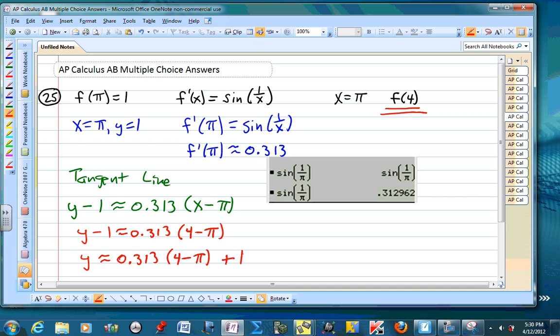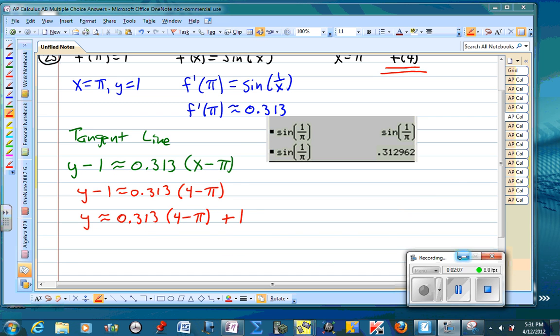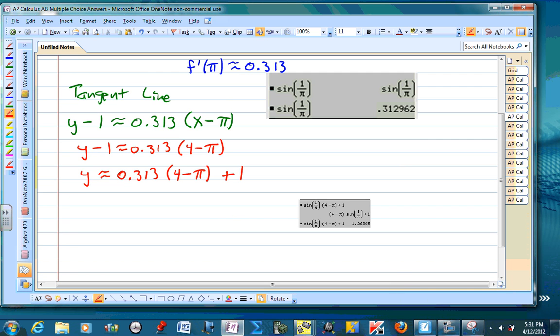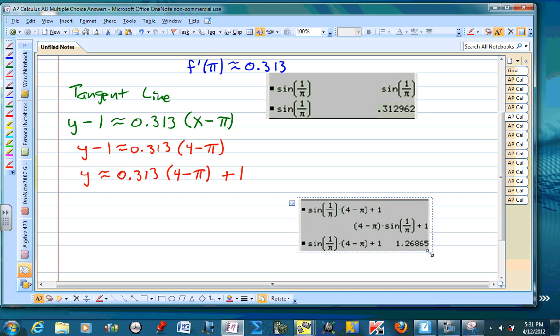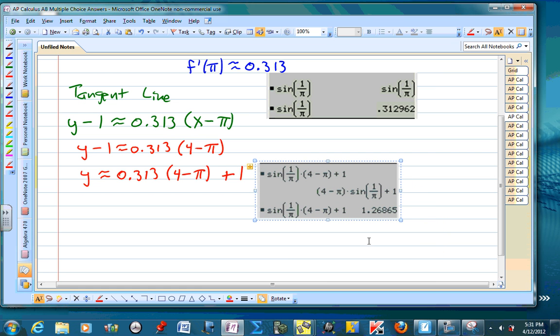So let's use our calculator and find the y value. So we type this into our calculator. Oh, let's enlarge that a little bit so we can see it better. There we go, that's more like it. When we type this in our calculator, we get an exact answer and we get a decimal approximation. We can see that when x is 4, y is approximately 1.269.